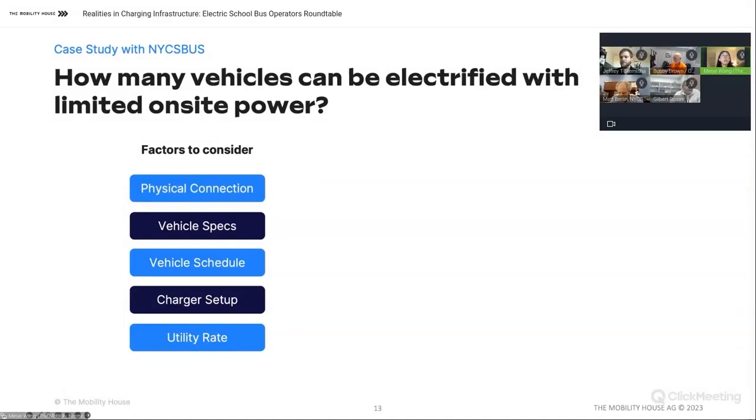For example, you have to understand the physical connection, the vehicle spec, the vehicle schedule, and what the charger setup looks like. Even more importantly, we've been talking about the cost to charge vehicles, so you also have to consider the utility rate. For the NYCSBUS study, we used this tool and took all these factors into consideration to answer the question of how many vehicles can be electrified with this on-site 80 kilowatt power.